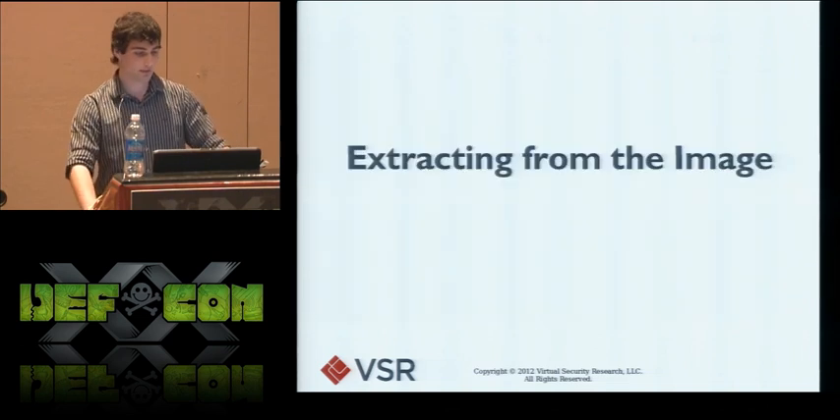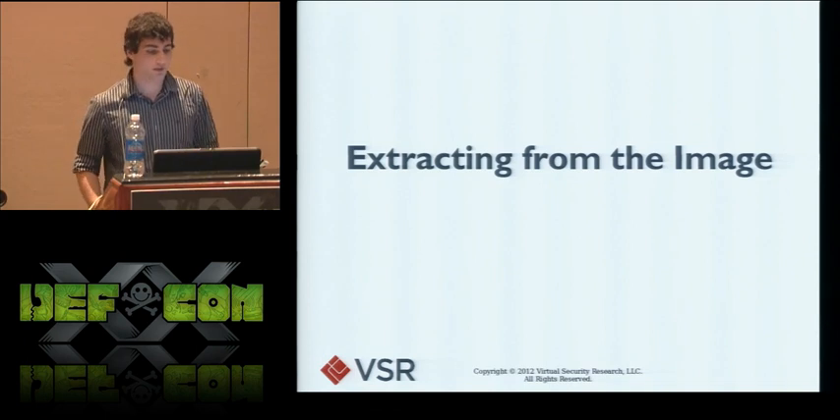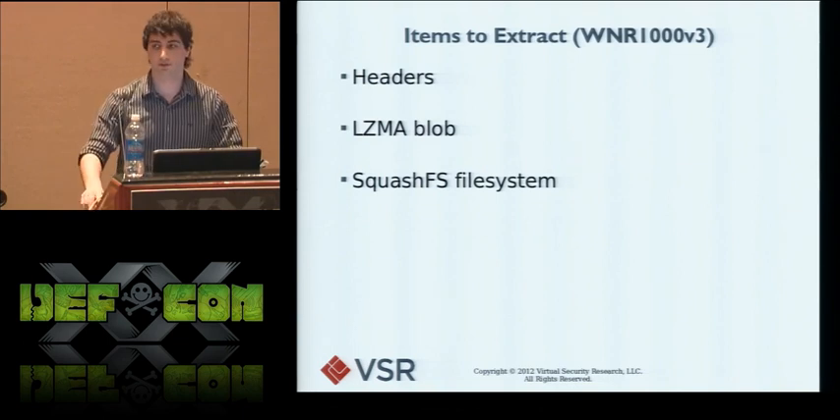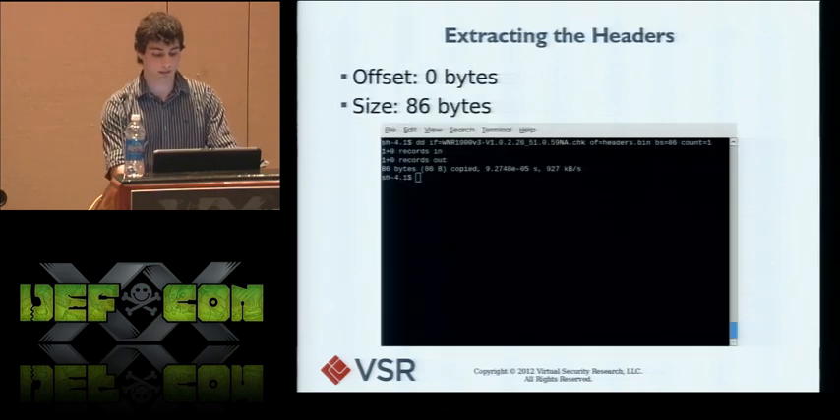So we see here we have a TRX header. We don't know exactly what that is, but maybe we'll look at it a little bit later. We have this blob of LZMA. We don't know what it is, but we'll look at it later. And we have this file system using the read-only squashfs format. This is something that we can work with, and we'll look at that next.